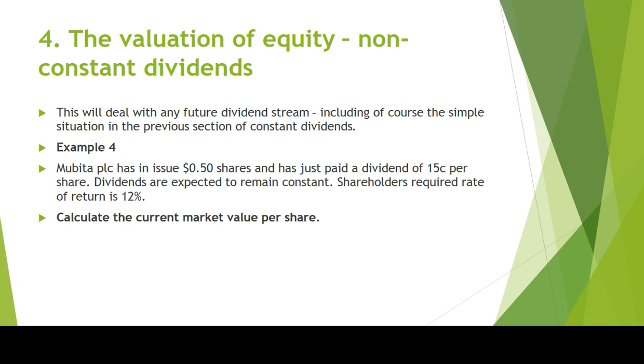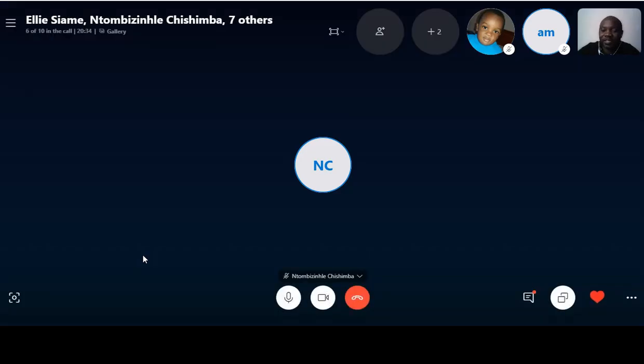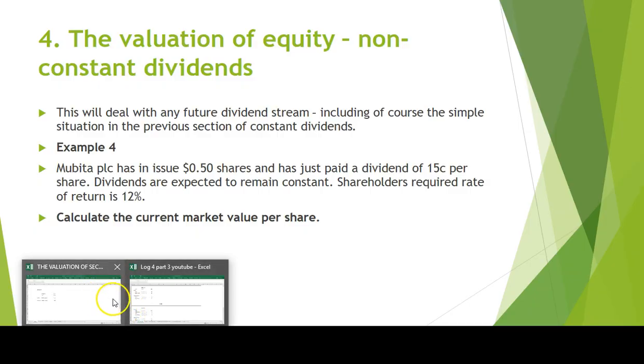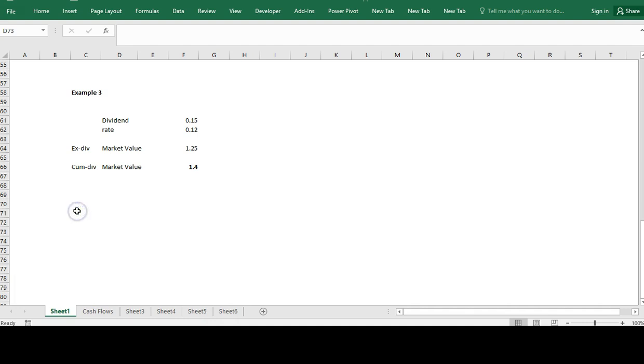So let's look at example 4. Movita PLC has in issue 0.5 shares and has just paid a dividend of 15 cents per share. Dividends are expected to remain constant. Shareholders' required rate of return is 12%. Calculate the market value per share. If you see this question, it's similar to what we looked at before.